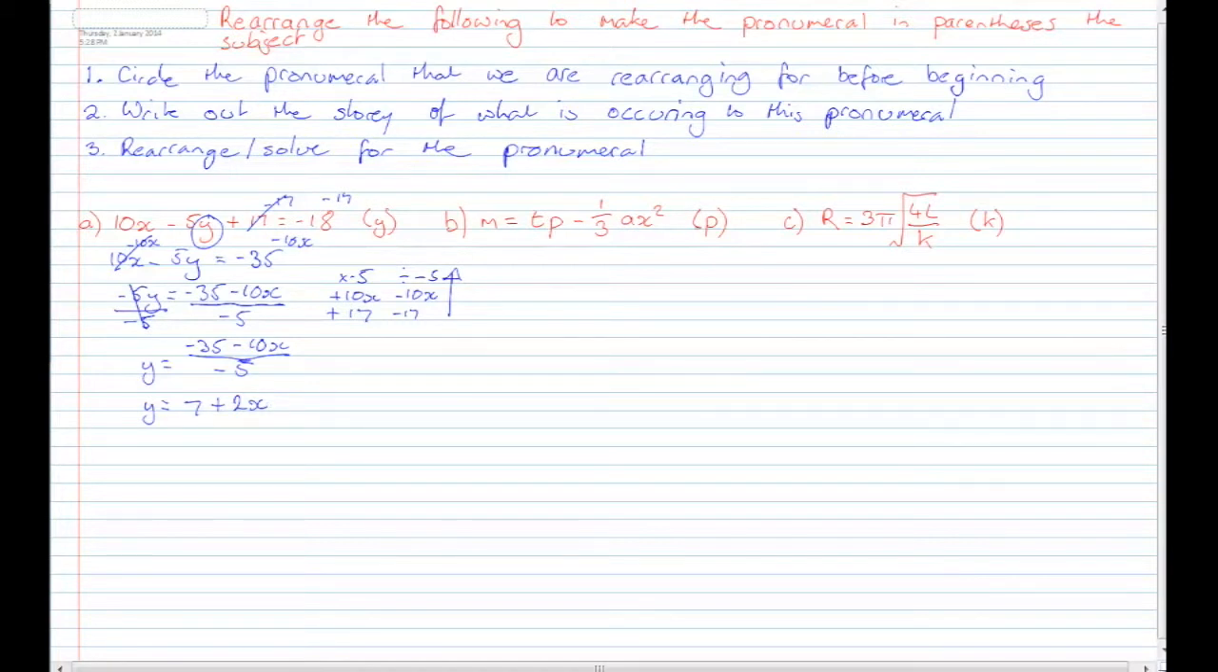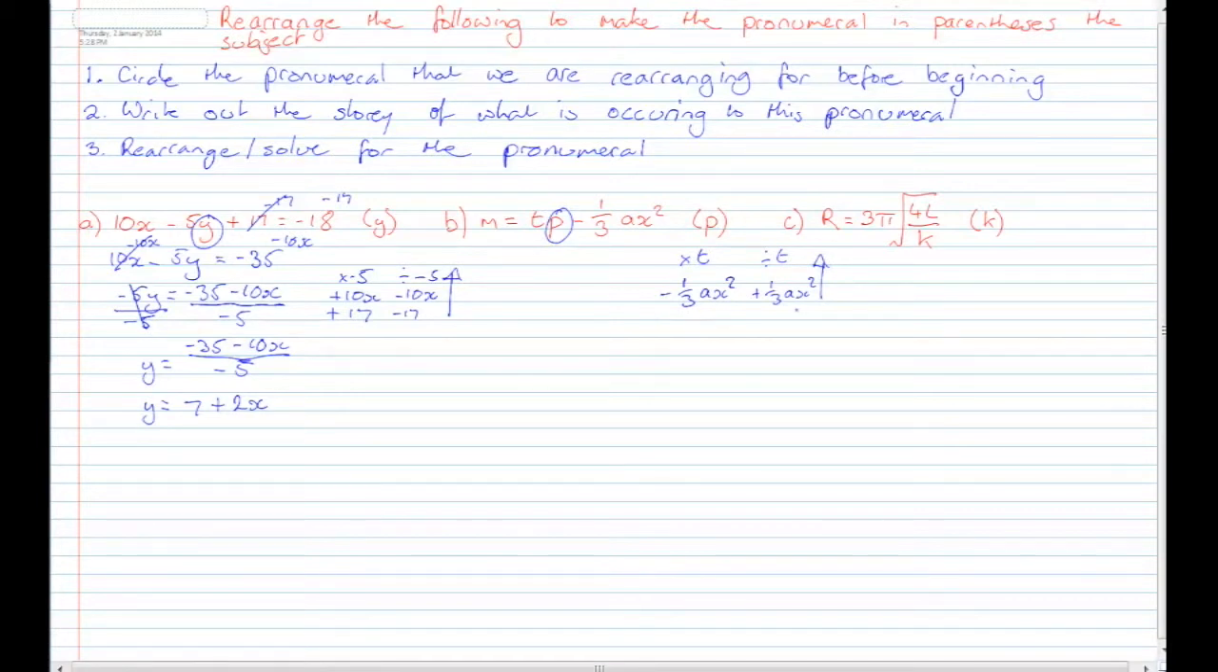Alright, let's have a look at this one. We're now looking to make p the subject. So we're going to circle p, and we're going to rearrange to get p on its own. The first thing that's happening to the p is it's being times by t, because tp is equal to t times p. The next thing that's happening is you're subtracting this whole lot, so it's minus 1/3 ax squared. There's nothing else happening over here. So we're going to do the opposite, so plus 1/3 ax squared and divide by t.